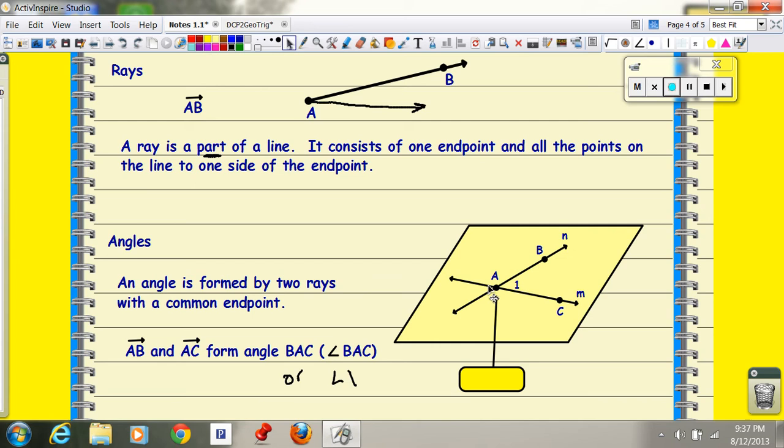Now this point A has a special name. It is called the vertex of the angle. Point A would be the vertex. You will notice that the vertex is always listed in the middle. The middle point, BAC. Always list them in order. You could do CAB, and it's the same thing. You go from C to A to B.